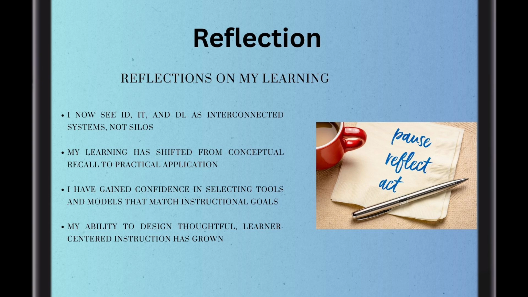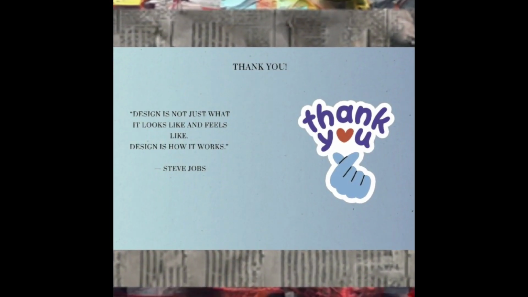I now see instructional design, instructional technology, and distance learning not as separate silos, but as interconnected parts of one system. More than anything, I've grown to be a more reflective and intentional designer, someone who can justify their choices, adapt to different contexts, and design learning that is both effective and inclusive.